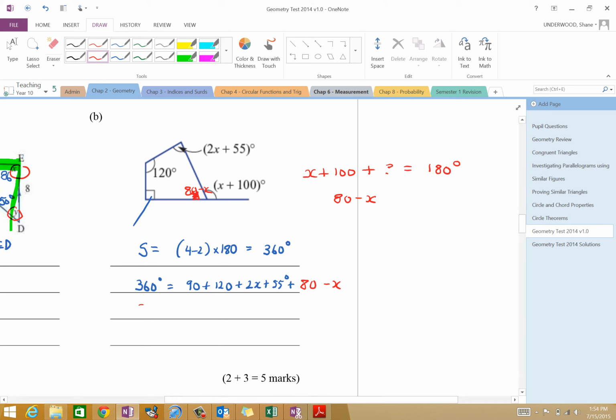So we've got 360 is equal to 210, 290, 345 plus x. So what's x? What's that? X is equal to 15 degrees.